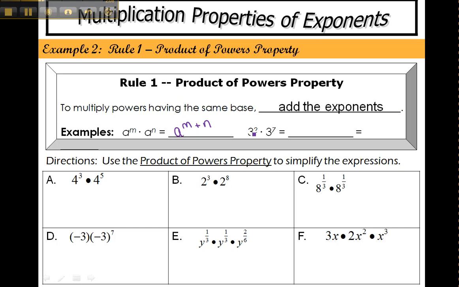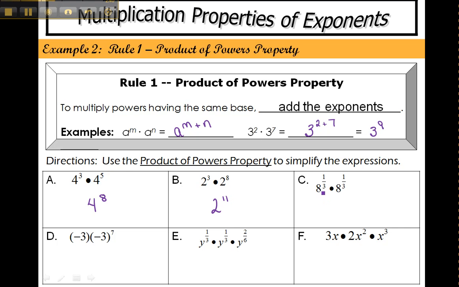So here, when we're multiplying these two powers together, since we have the same base of 3, it's just going to be 3 to the 2 plus 7, which is going to be 3 to the 9th power. Example A. We just have the same base, so we just add the exponents. That's going to be 4 to the 8th. Letter B, the bases are 2. Adding the exponents together, we get 2 to the 11th.